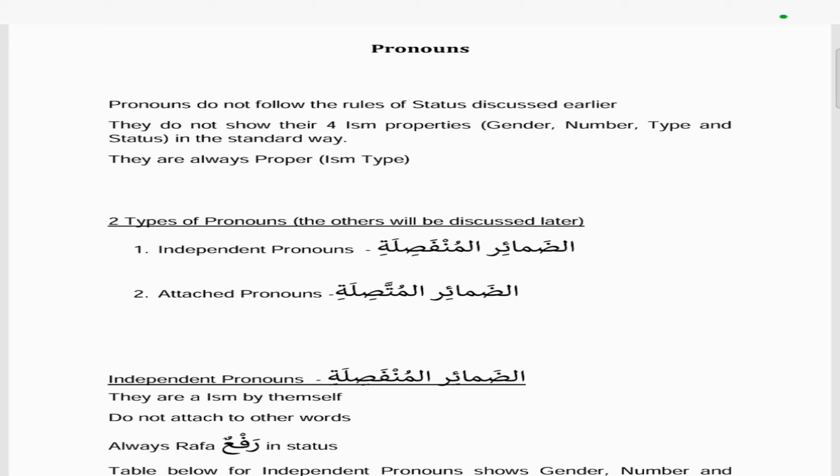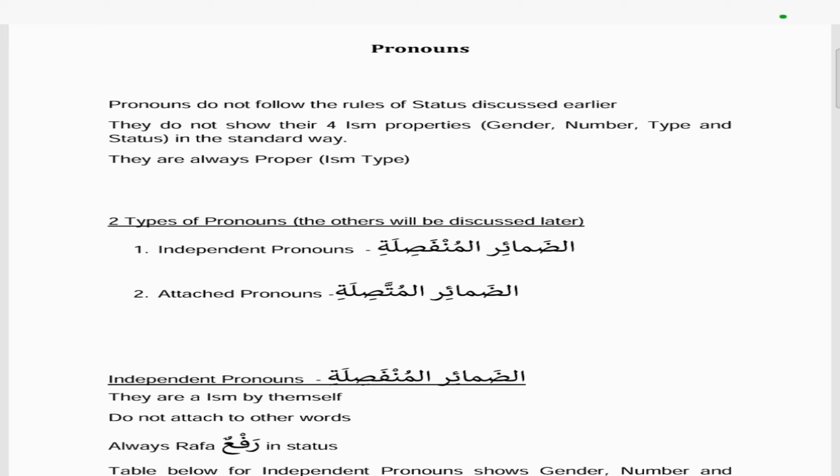So we'll continue to the next chapter, which is about pronouns. So there is a connection. What we were discussing last time was one of the four properties of an ism, which is status. So continuing with that, as a sub chapter which is connected to that, is pronouns. Pronouns do not follow the rules of status discussed earlier, so it's slightly different. They do not show the four ism properties in the standard normal way.